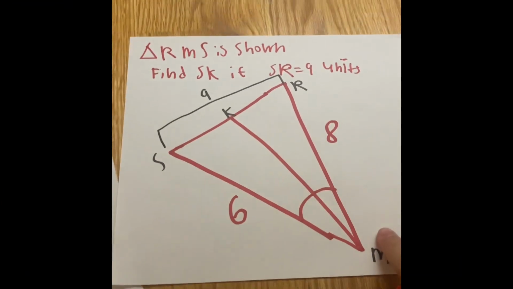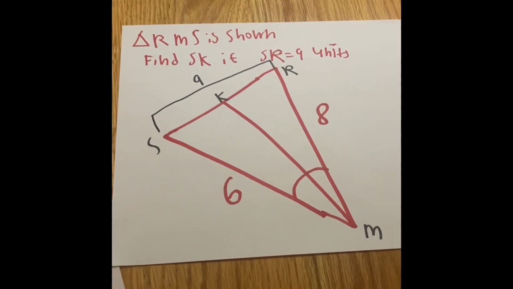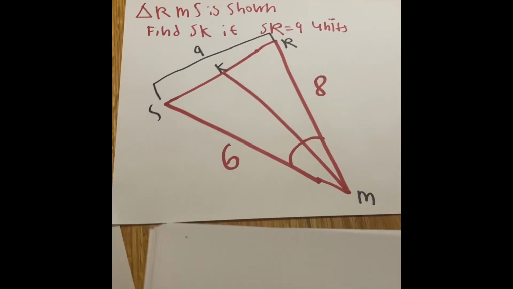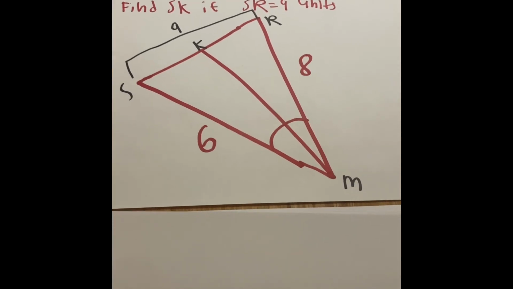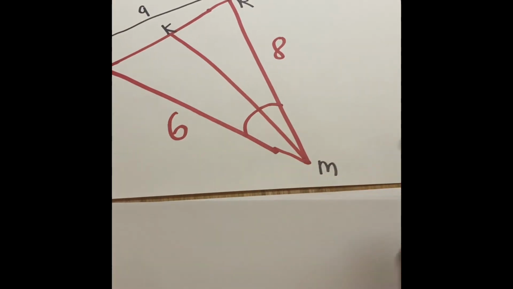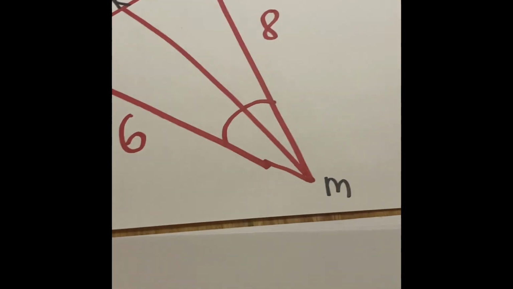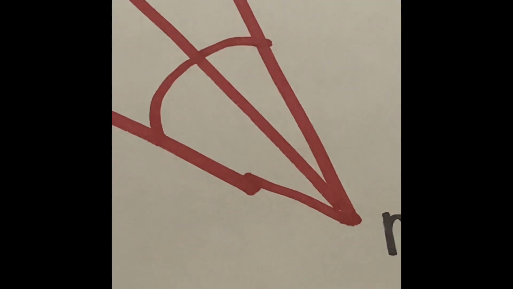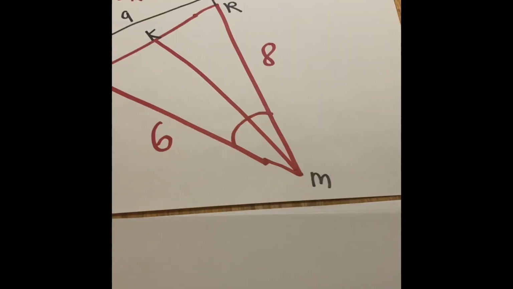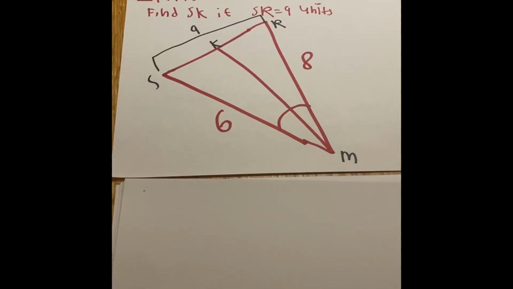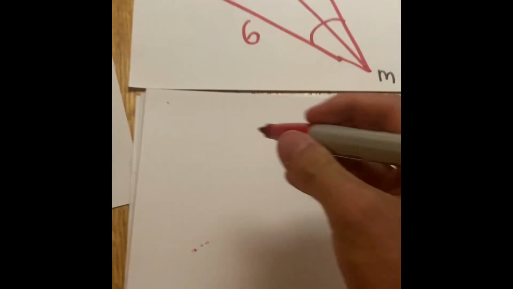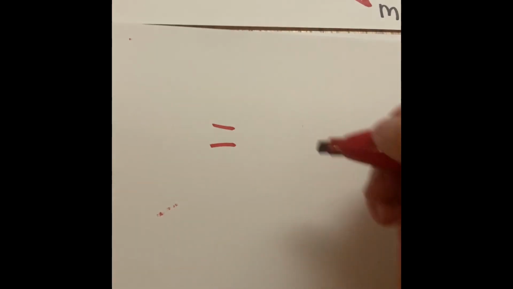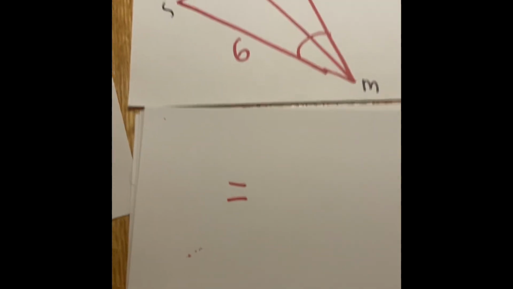So let's do it the right way. How can we get the correct answer? We already understand that KM is an angle bisector, which means these two angles are going to be congruent, and there's only one condition where we can say that. What we have to do is set up an equation, but we have to do it by proportions.